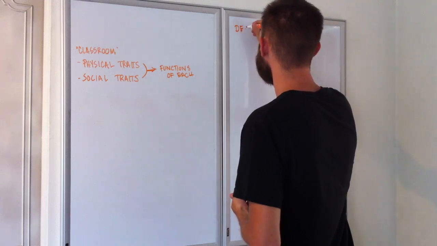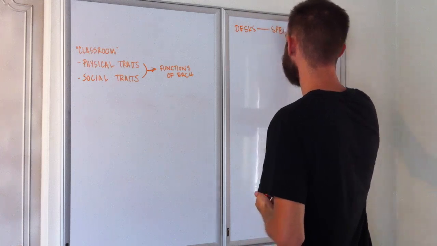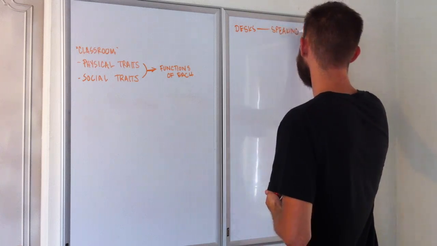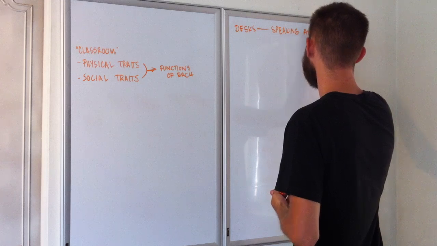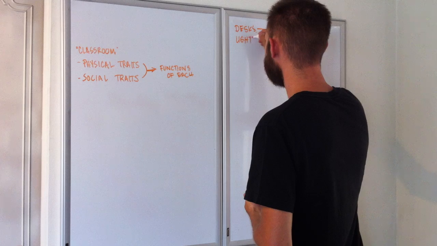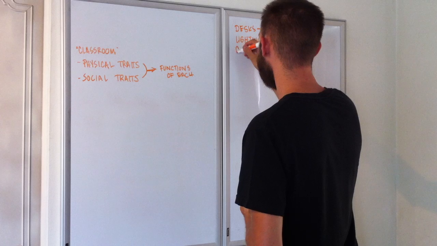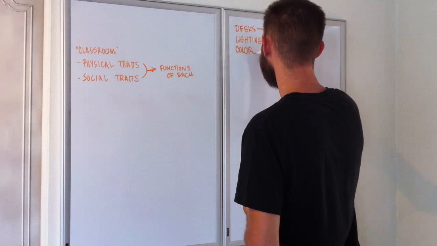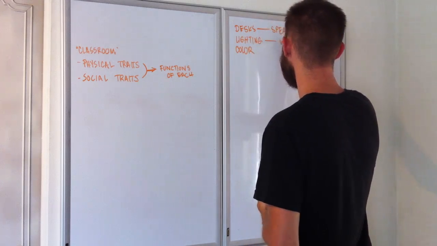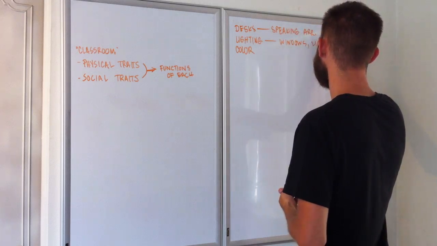You have desks, and that speaks to seating arrangement. You have lighting. The color of the room. This also speaks to windows and lights.